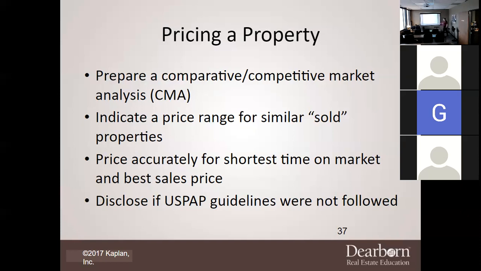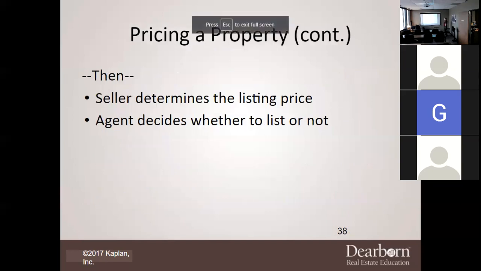Now, the next thing is you have to disclose if the USPAP guidelines were not followed. If you're not going to follow the USPAP guidelines, you have to state that as well. And then after you've done that, the seller, you see here, the seller determines the list price.